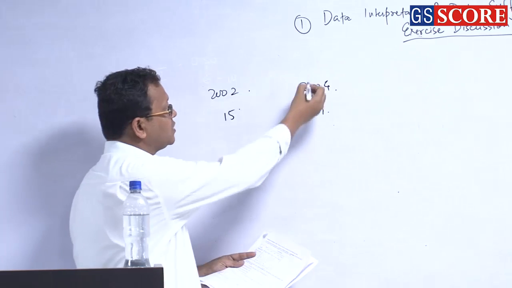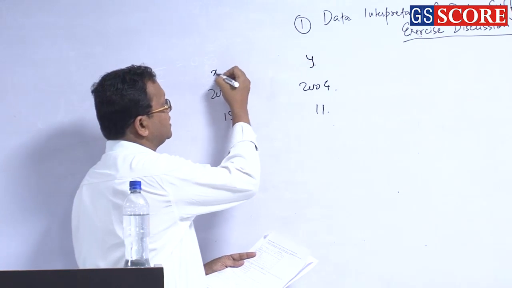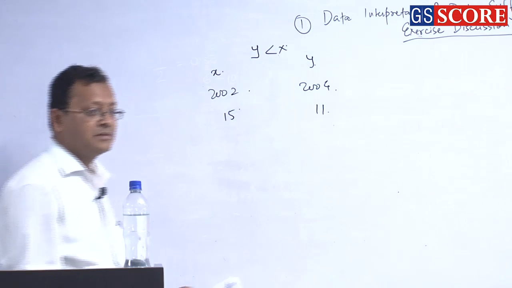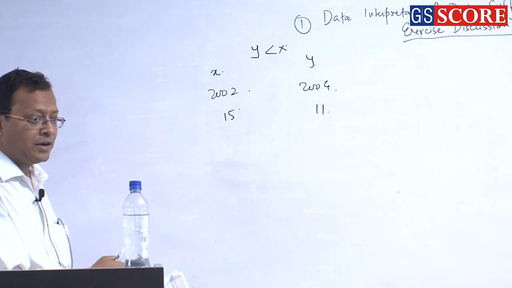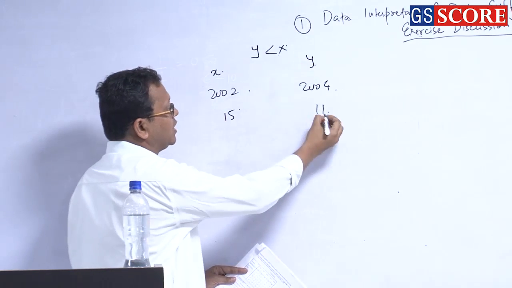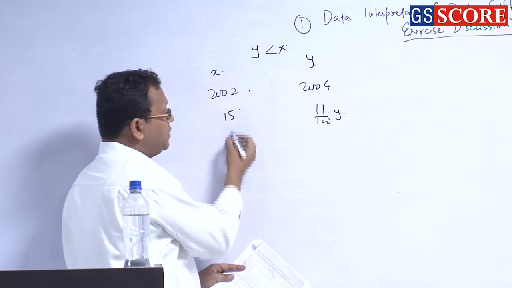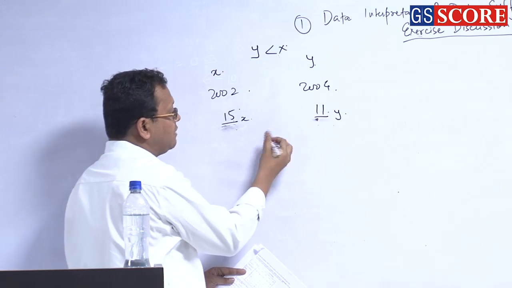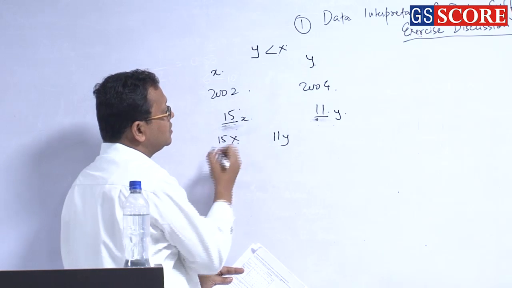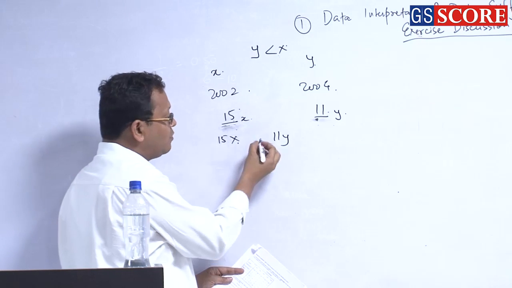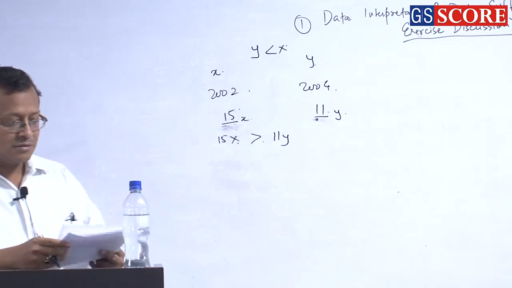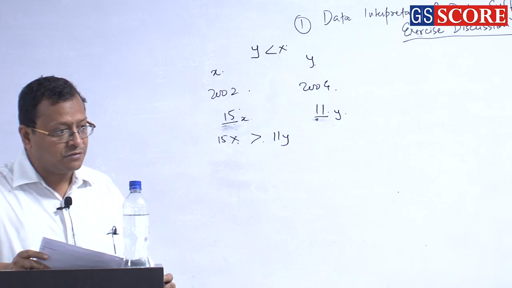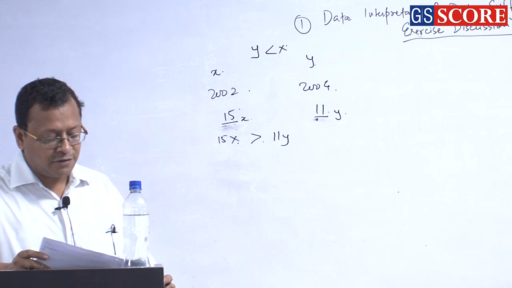Suppose the total sales in 2004 were y and in 2002 it is x, you can definitely say that y is less than x. It is given over here. Now, 11% of y is what? 11 by 100 into y. 15% of x is what? 15 by 100 into x. Now, leave out those 100s here, you are getting 11y and 15x to be the values. So, y is less than x. So, 11y is definitely less than 15x. So, in 2002, the sales of the company in Asia were definitely more than in 2004. So, the answer for 1 will be C.